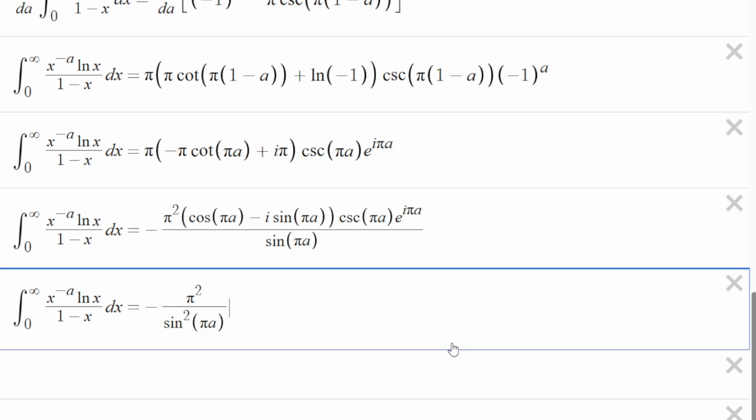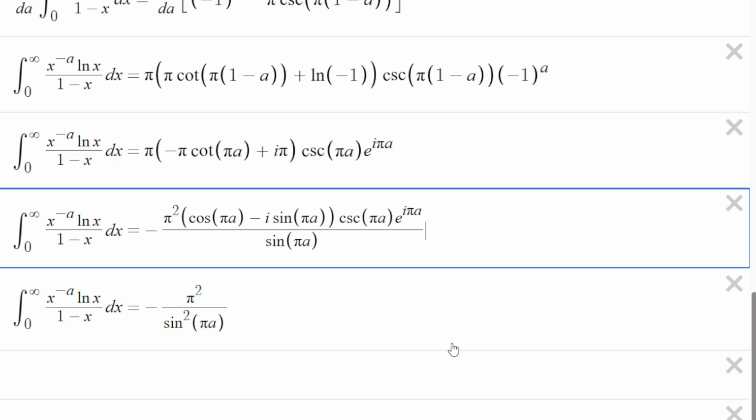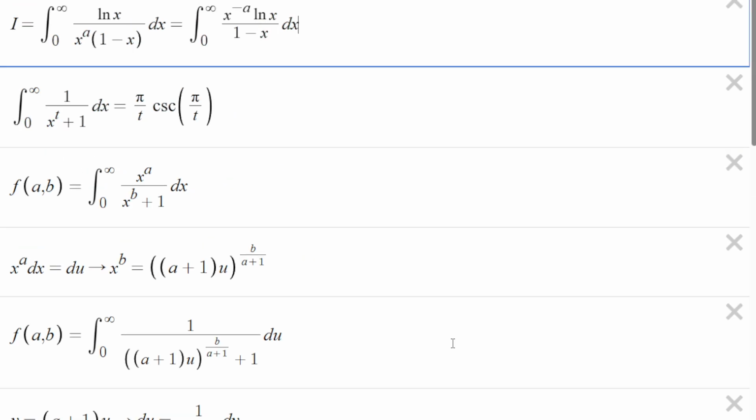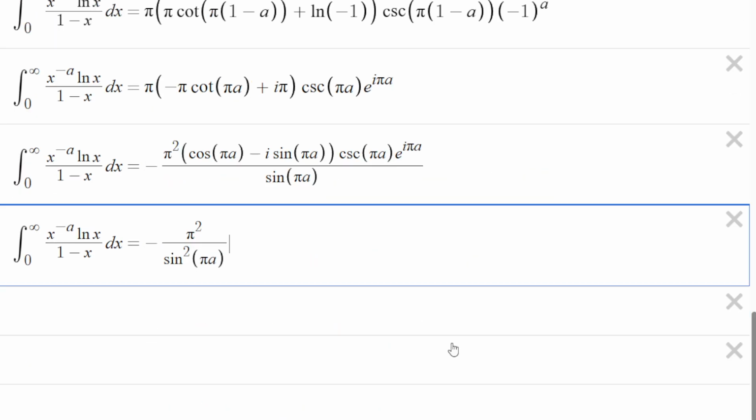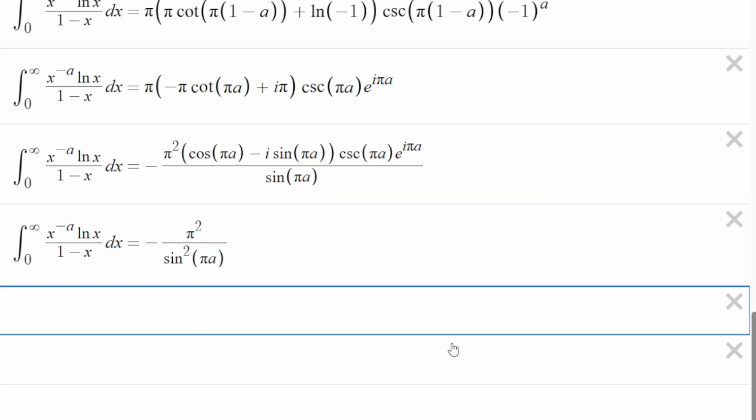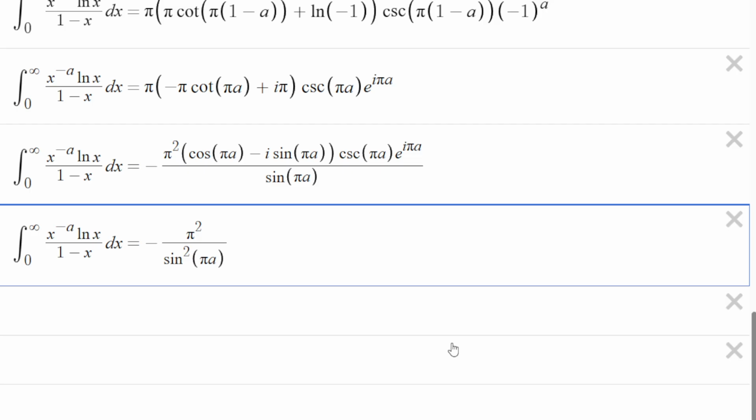And that is it. That is the solution to this integral. I believe Math 505 got a different answer. They have to be equivalent, but he wrote it in a different form. I like this form a little bit better. I think it's a little bit cleaner. We could even write this as negative pi times cosecant pi a all squared if we wanted to, but I'm going to leave it like this.